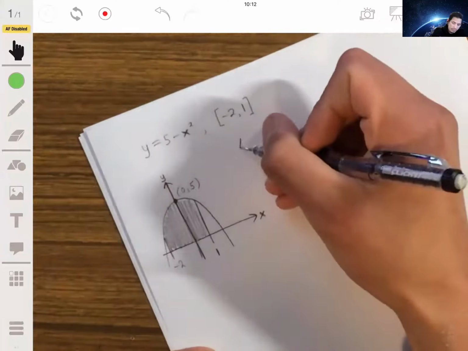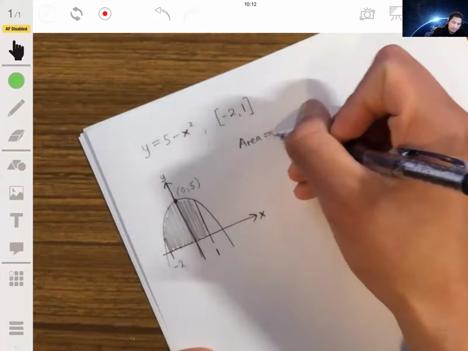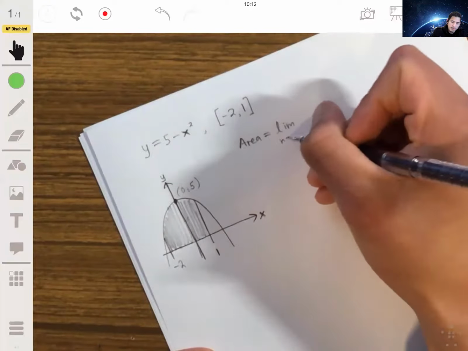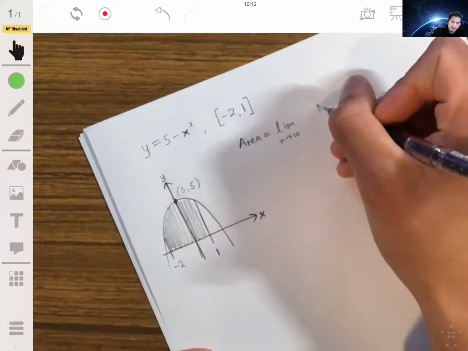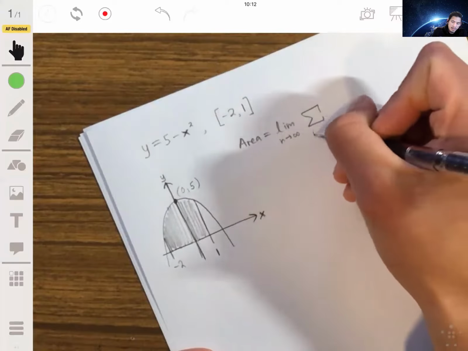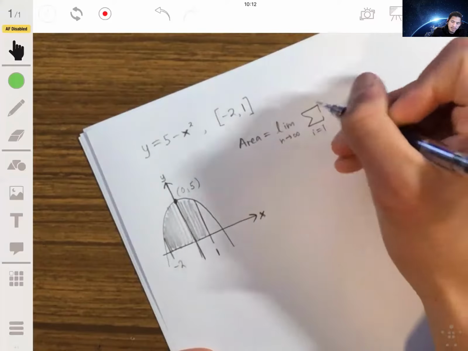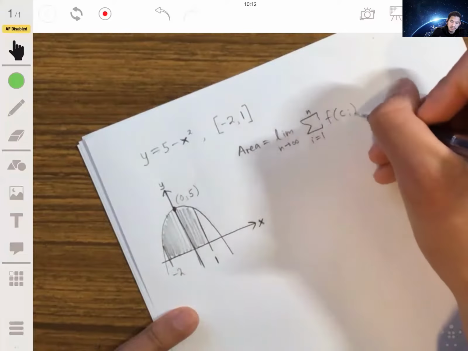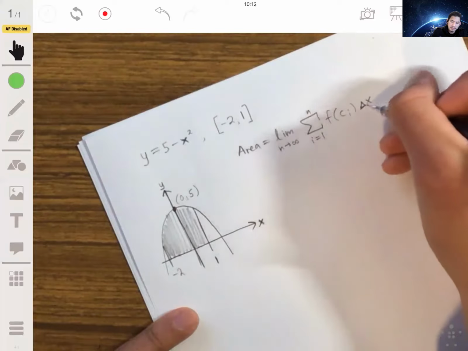So the area here will be equal to the limit as n goes to infinity of the Riemann sum, starting from i equals 1 to n, of f of c sub i times delta x.